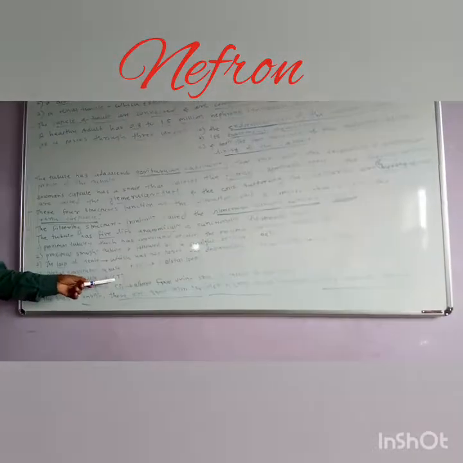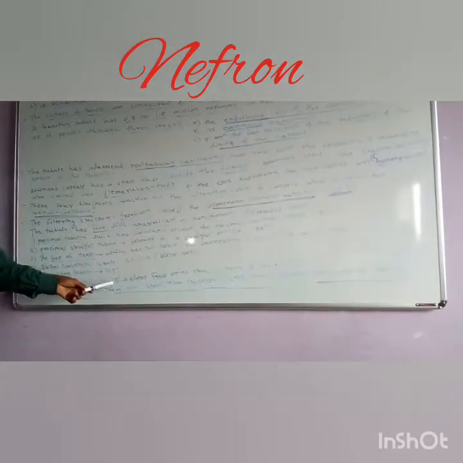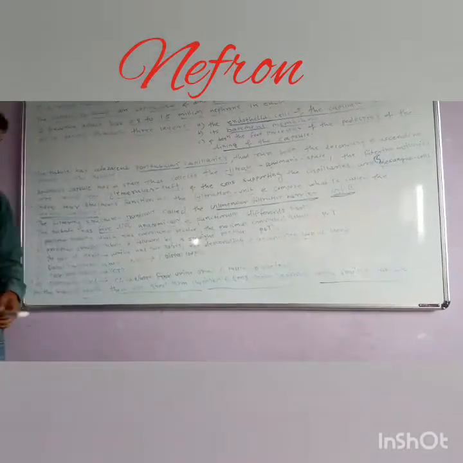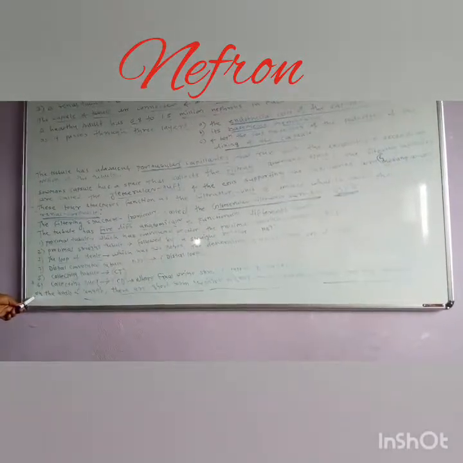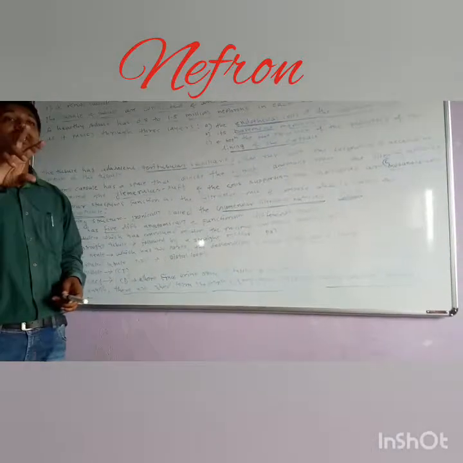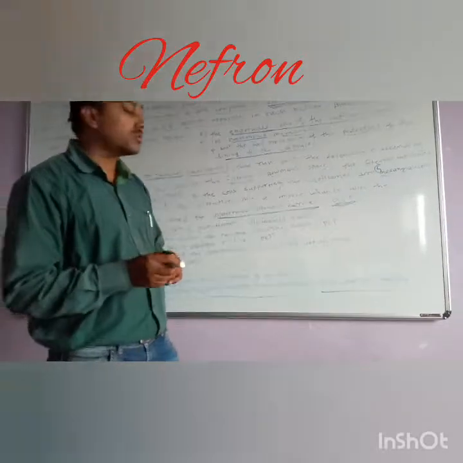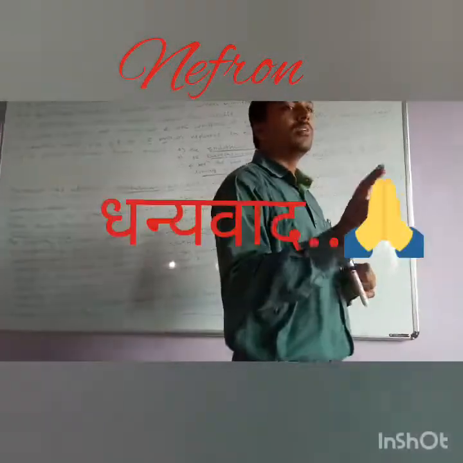Then the collecting tubule, the CT, and the collecting duct, the CD, where final urine is stored and passed further to the ureters. And at the end, on the basis of the length of the nephron, the short-term and long-term nephrons have similar functions.